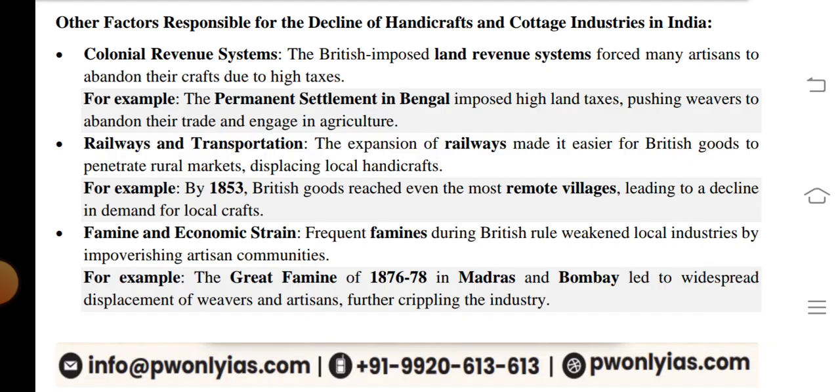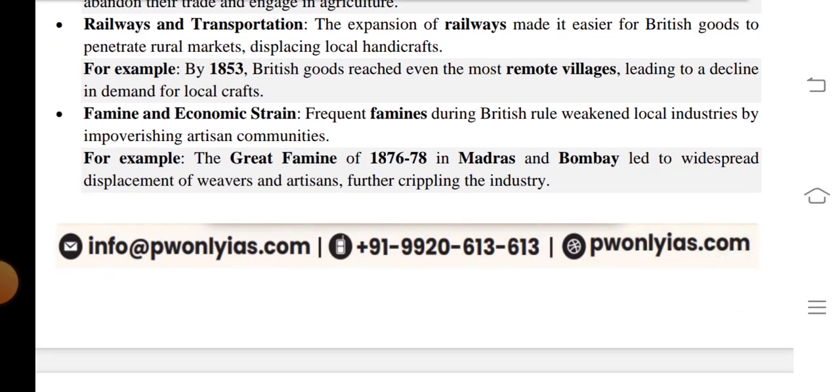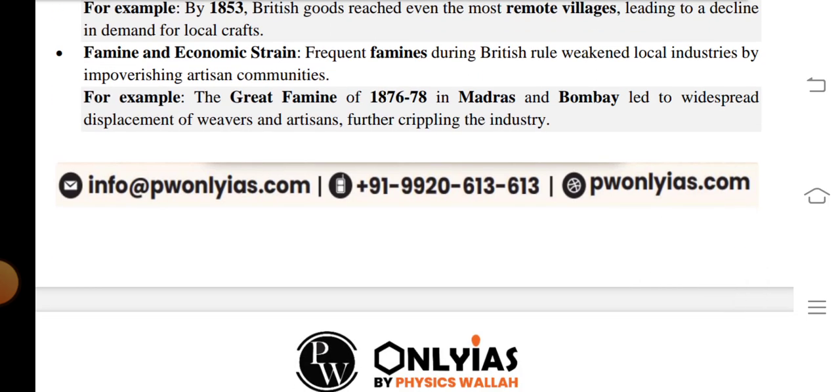Railways and transportation. The expansion of railways made it easier for British goods to penetrate rural markets, displacing local handicrafts. For example, by 1853, British goods had reached even the most remote villages, leading to a decline in the demand for local crafts.